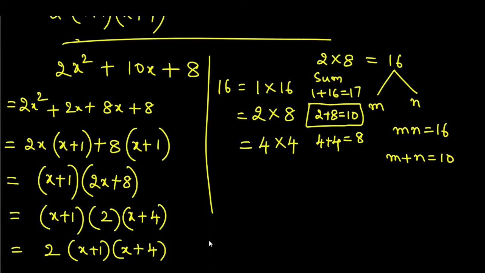So in this way also we can factorize this one. We can take 2 as common factor initially itself, or we can take somewhere in between.